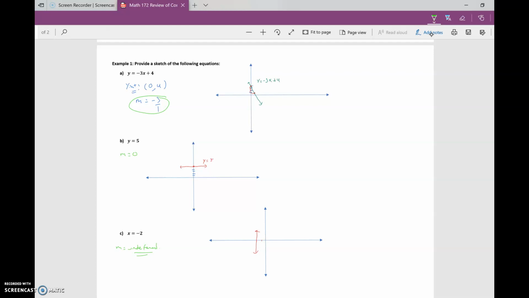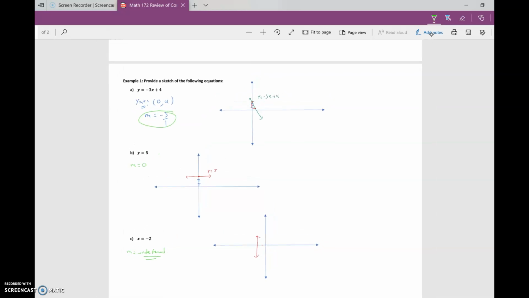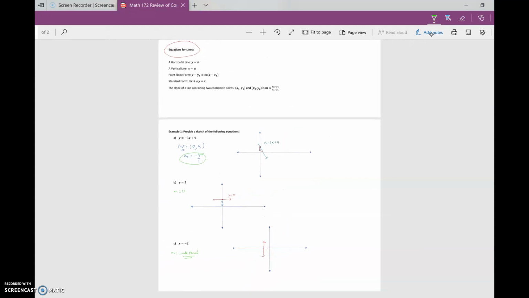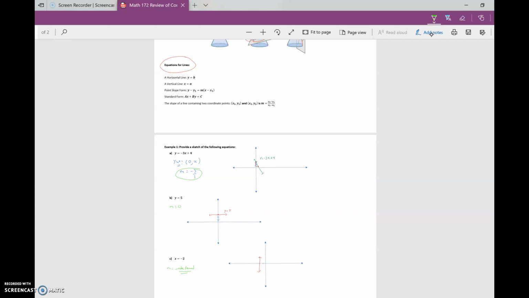And as I mentioned, these are going to show up in future classes, and they'll also show up in the polar section, which we'll talk about on Thursday. So that's actually it for the lines. These are the equations that you're responsible for.